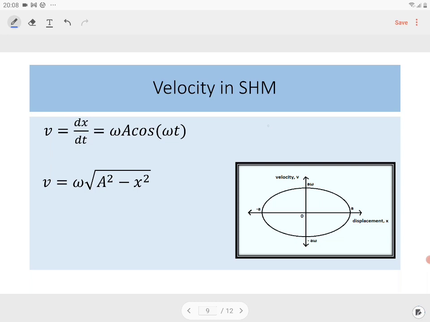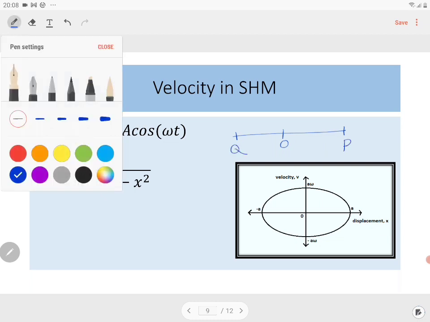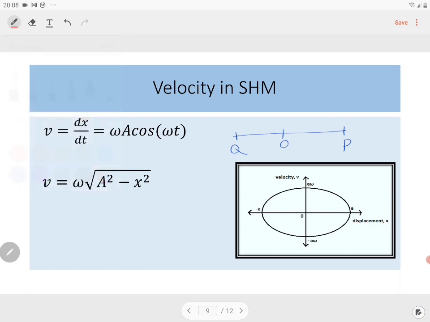Okay, so now we will see velocity in SHM. Suppose a particle is executing SHM on a straight line. This is the path of the oscillation. This is the mean point, this is the positive extreme point, and this is the negative extreme point. If the particle is executing SHM, starting its oscillation from the mean point and going towards the right, then the equation of SHM is x is equal to a sin omega t.